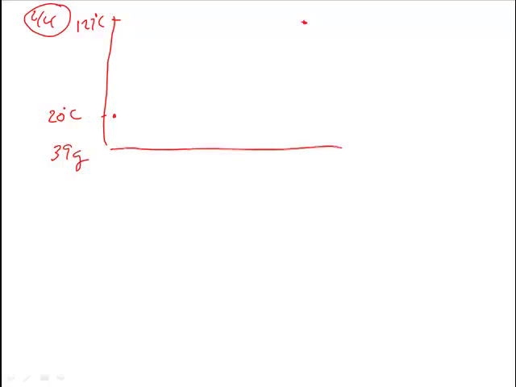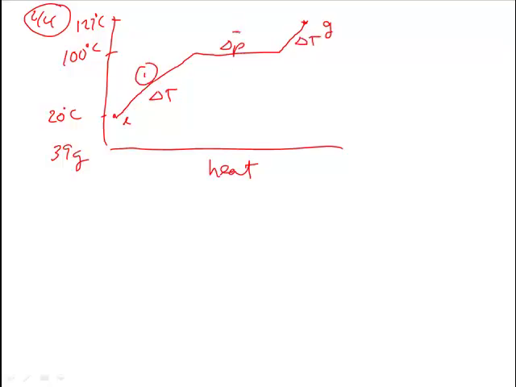So if we draw a graph of this, heat is being added. Starts at 20 degrees Celsius, that's liquid water. It ends up at 127, that's gaseous water. So somewhere in here it has to go through a phase change. The point at which it changes phase is 100 degrees Celsius. So this is a temperature change, a phase change, and a temperature change. So this is step 1, this is step 2, this is step 3.